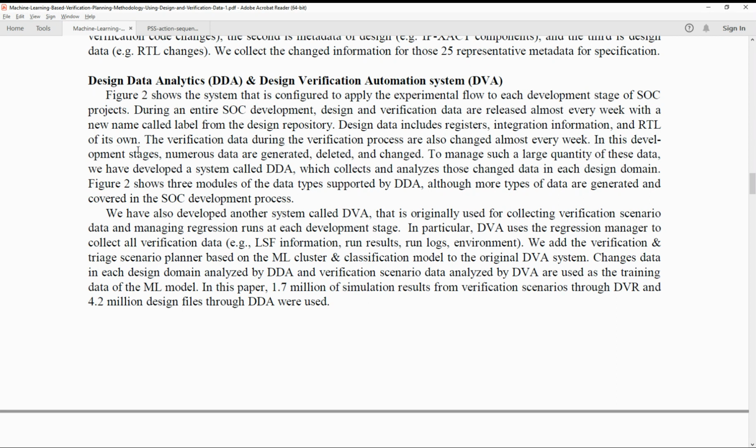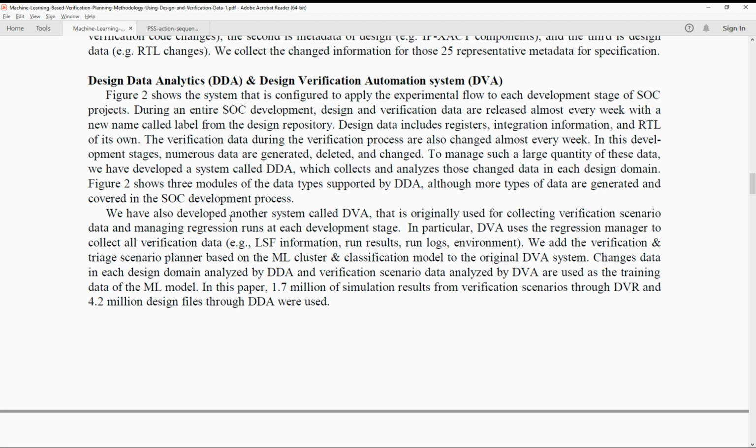The verification data during the verification process also changes every week. In these development stages, numerous data are generated, deleted, and changed. To manage such a large quantity of data, we have developed a system called DDA, which collects and analyzes those changed data in each design domain. Figure 2 shows the three modules of data types supported by DDA, although more types of data are generated and covered in the SoC development process.